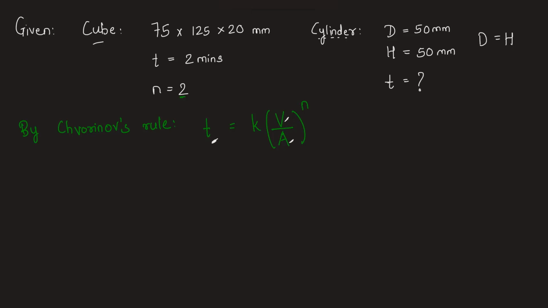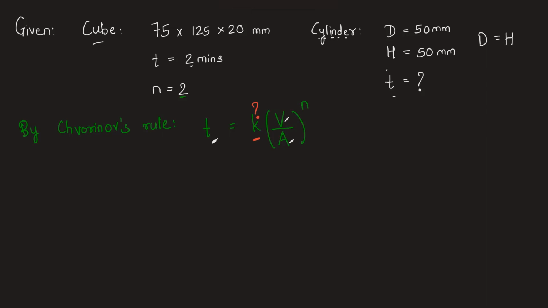So we need to find the solidification time for the cylinder knowing its volume, because D and H are given, we know the volume, and also we know the surface area. For the cubical casting, time is already given. Using the information given for the cubical casting, we can find K first, and then using this K, we can find the solidification time for the cylindrical casting.